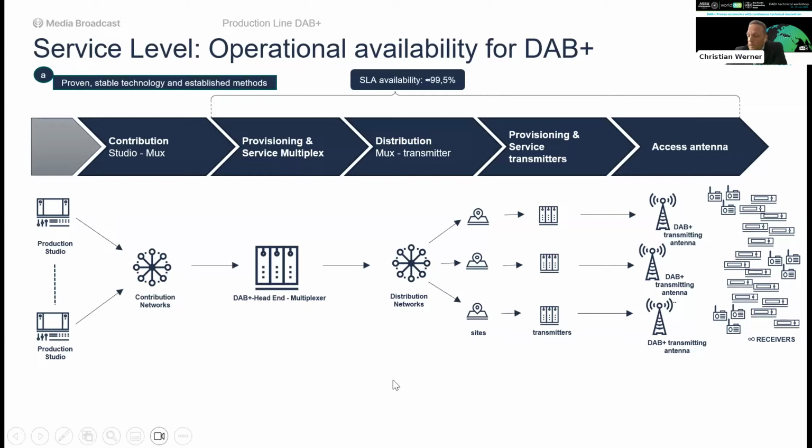So now on the head end, after a lot of coding and decoding, etc., you send your audio signal to the distribution networks, where it goes unchanged to the sites and then to the transmitters, which are at the antenna sites, and via the antenna to the receivers. With that construction, depending on which components you are using, you can easily guarantee 99.5% of availability, I guess.